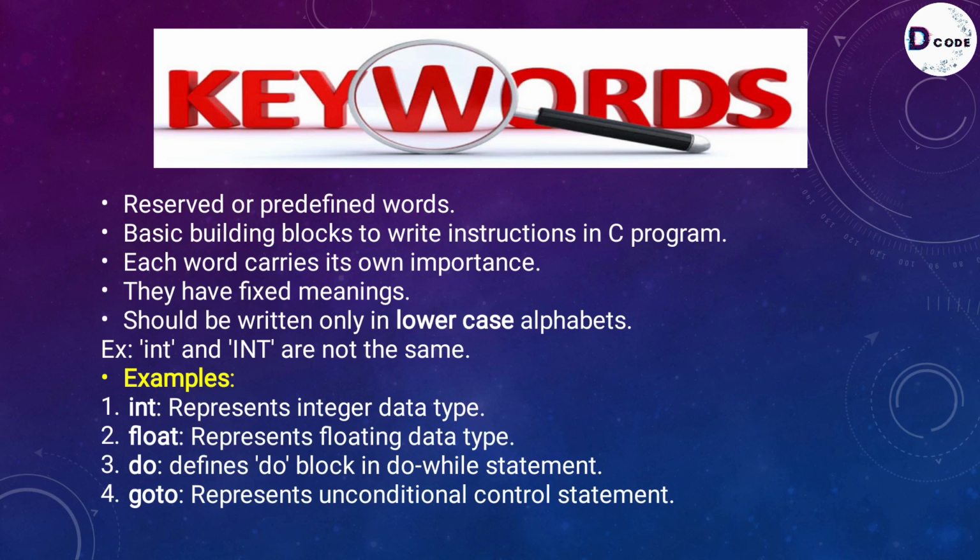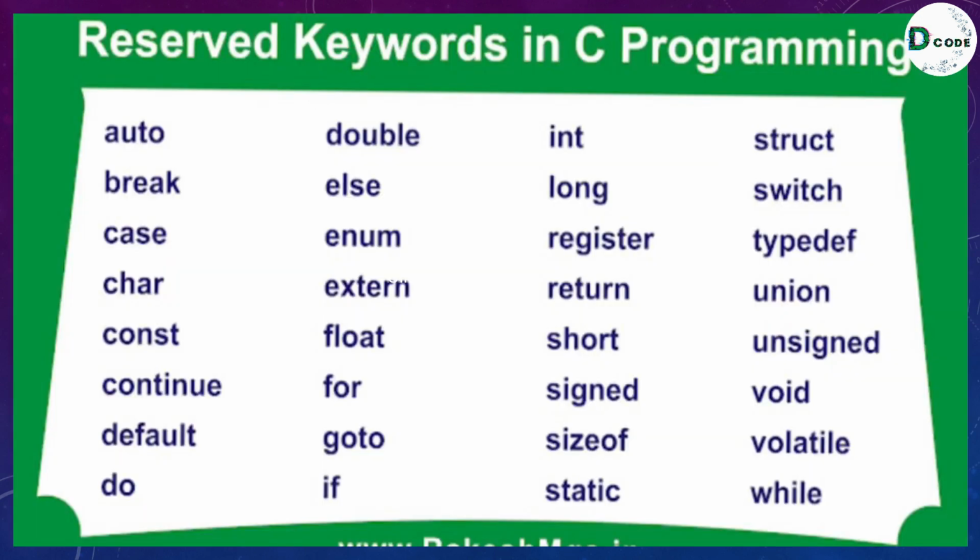to a predefined label. Similarly, there are many other keywords, each of which has special importance and predefined meaning. As you can see here, there are 32 keywords in the C language. You will get to know about them when you use them while writing C programs.